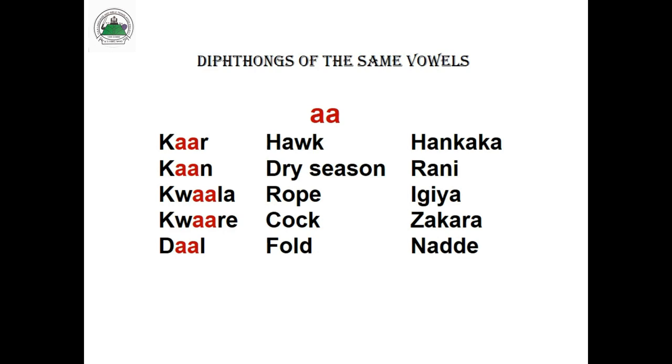Another example is kan. It is pronounced kan, which means dry season in English, rani in Hausa. And the next example is kwala. It is pronounced kwala, which means rope in English, igia in Hausa. And another example is kware. It is pronounced kware, which means cock in English, zakara in Hausa. Then the last example there is dal. It is pronounced dal, which means fold in English, nade in Hausa.